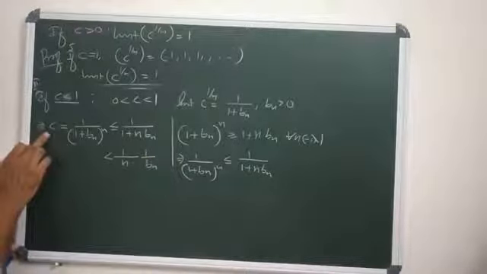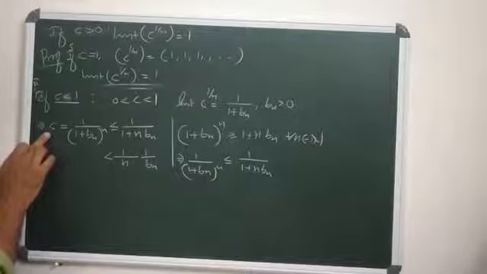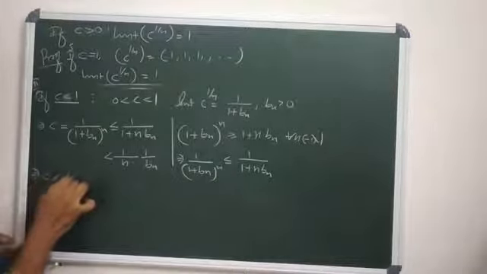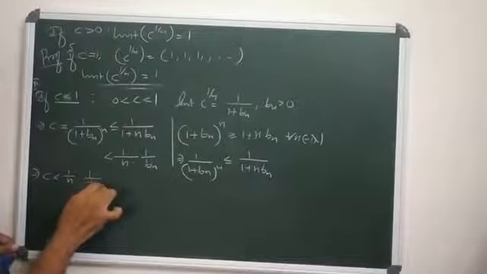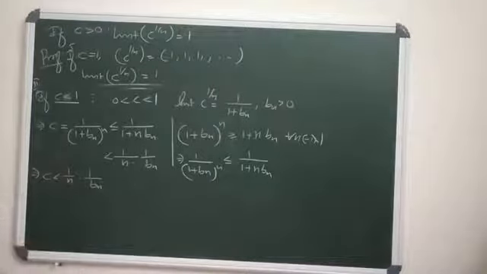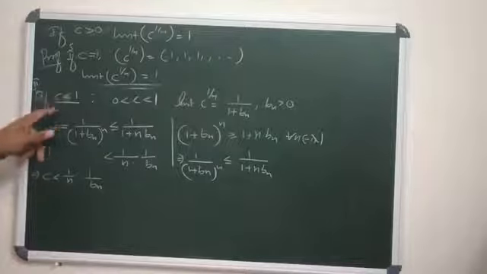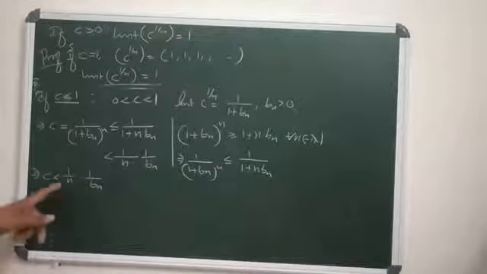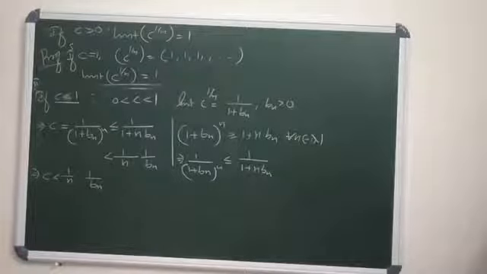So we have C strictly less than 1 by n into 1 by bn. Here we cannot use the previous theorem. Why? Because C is less than 1, but what is 1 by bn? We cannot say anything about this 1 by bn, or about its properties.